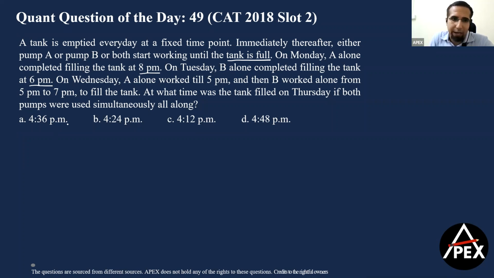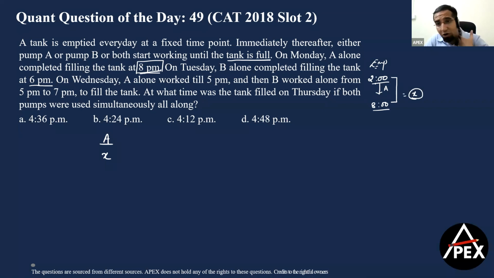Now let's assume that tap A takes X hours to fill the tank, and the tank is getting filled at 8 p.m. So please keep this 8 p.m. in mind. So X hours to complete the tank at 8 p.m., which means, suppose the starting time is 2 p.m. Tap A started working, every day the tank is emptied at this time. From here, tap A started filling it and tap A filled at 8 p.m. So I'm taking this time gap to be X. Since the starting time is not known to us, I'm taking the time gap as X hours.